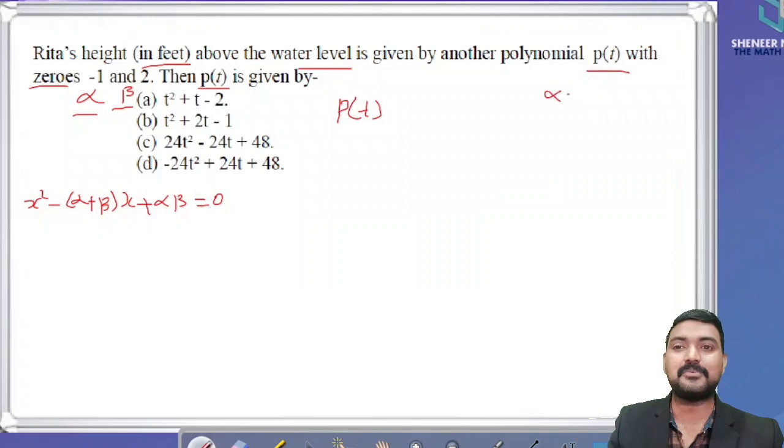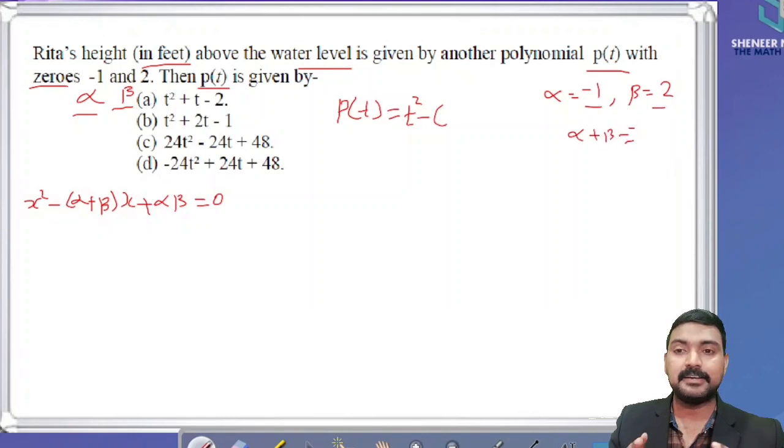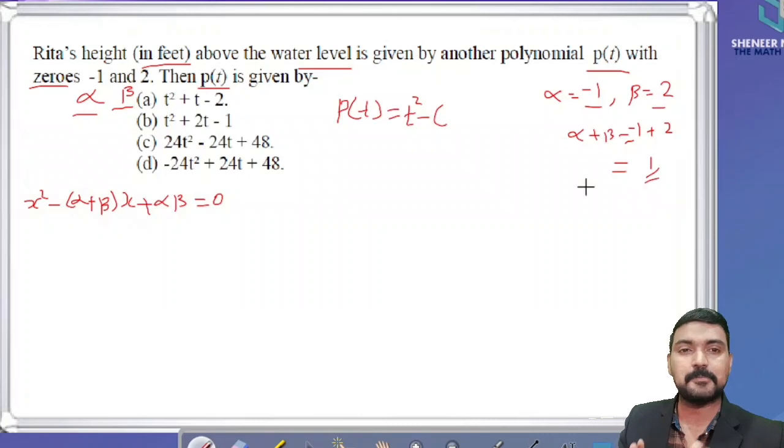Here it is clearly given the zeros are minus 1 and 2. So we can create the equation p of t is equal to t square minus alpha plus beta into t plus alpha beta. Here alpha plus beta is minus 1 plus 2. Minus 1 plus 2 is equal to 1.